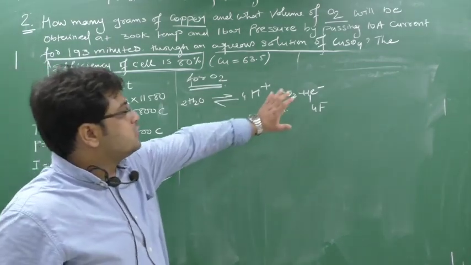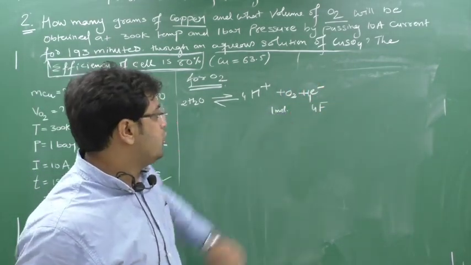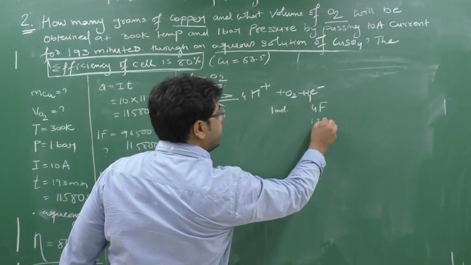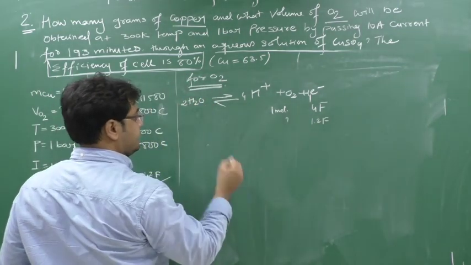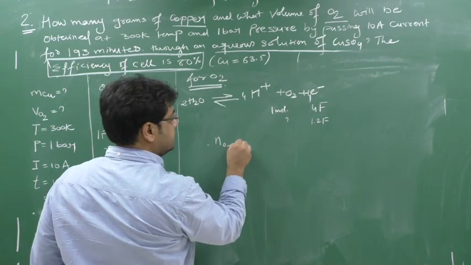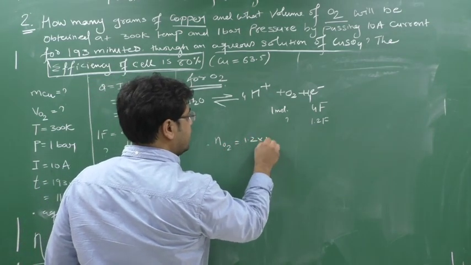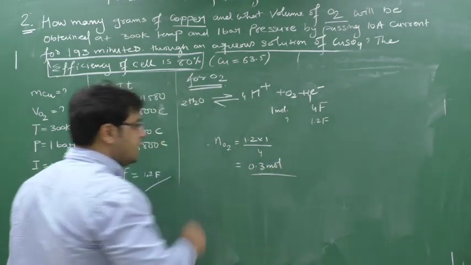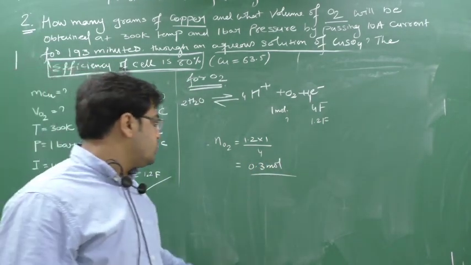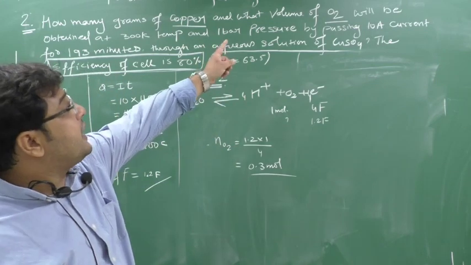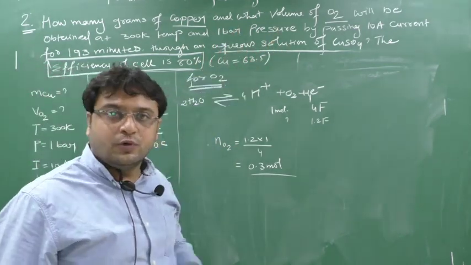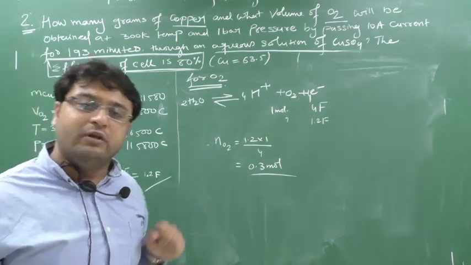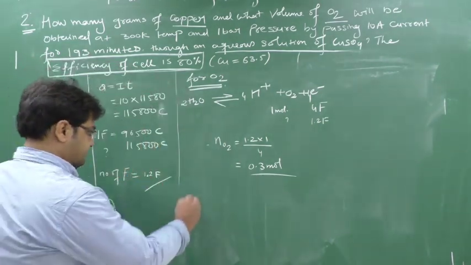Yes or no? So on supplying 4 Faraday, I am getting 1 mole of oxygen. Actually, how much Faraday do I have? I have 1.2 Faraday. So how many moles of O2 will I get? 1.2 into 1 by 4, that is 0.3 mole. So I got the moles of oxygen as 0.3 mole. Now they ask you to find the volume of O2. From moles we have to convert into volume. Who will help? Ideal gas equation.